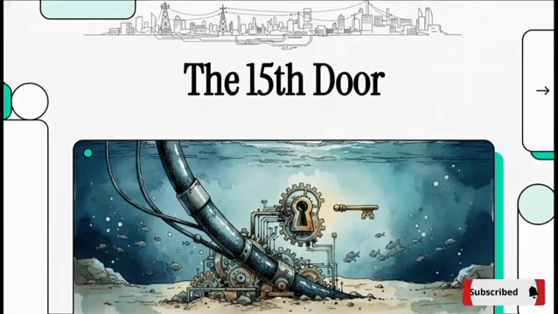All right, so today we're diving into something called the 15th door, which is basically the fragile architecture holding up all of our global data. In this explainer, we're going to explore a completely hidden reality, the literally unseen foundation of our entire modern world.